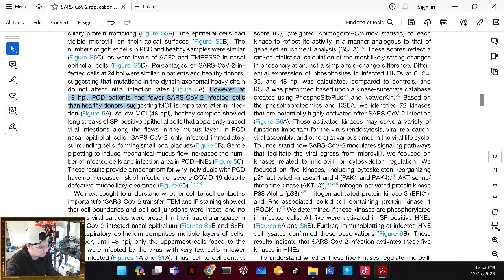Alright, so in these cultures with patients with that motile cilia disorder, so they're not windshield wipering like they should, the patients had fewer COVID infection than healthy donors, suggesting that motile cilia transport is important later in infection. So after this initial infection, they bud in the microvilli, and then this action of going shoots them off into the mucus to go laterally to infect other cells. That's sort of what that's implying.